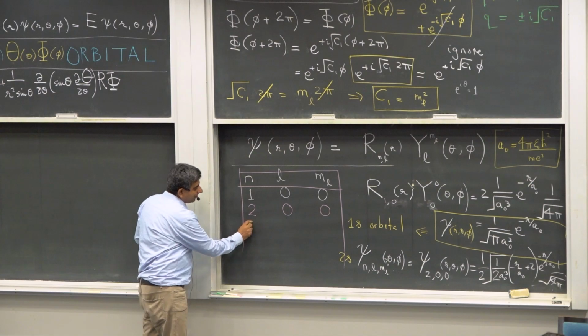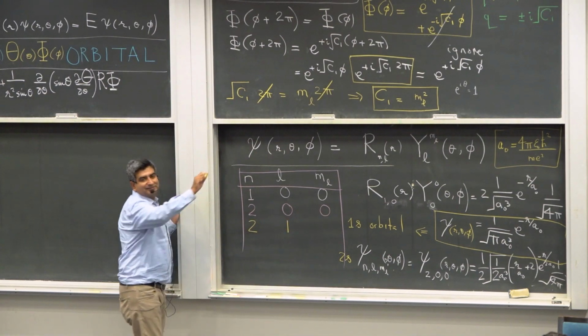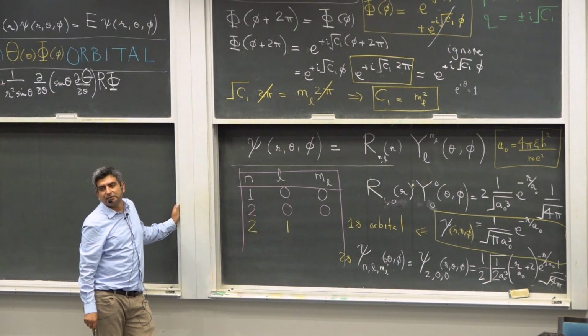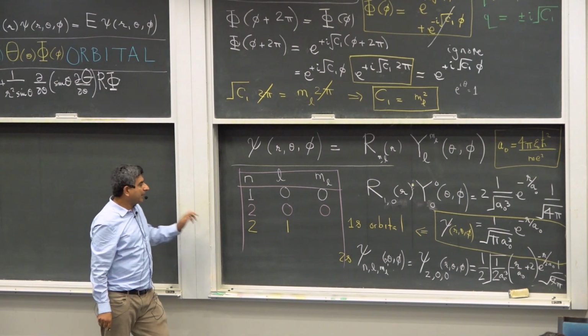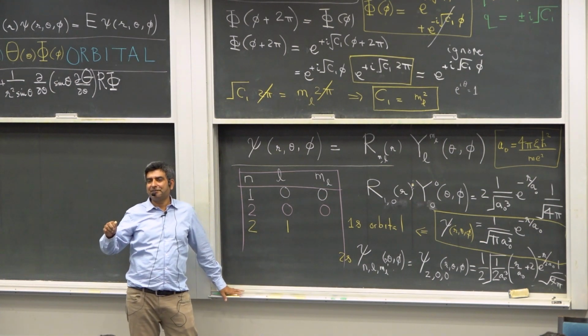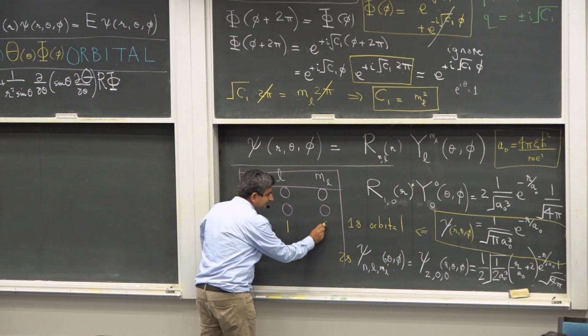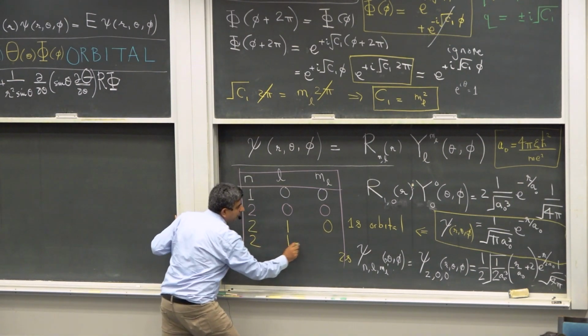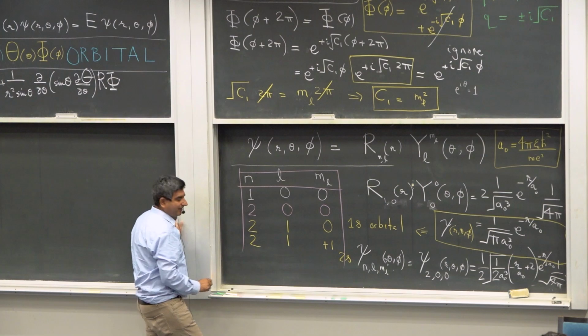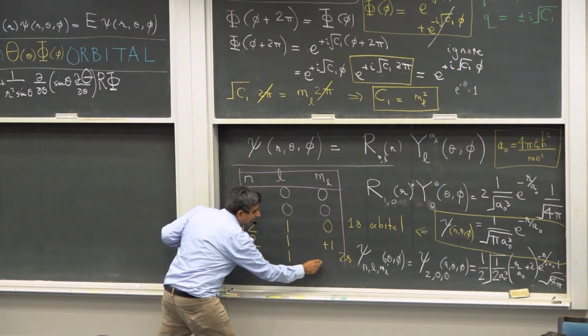If n equals 2, L could be 1. When L equals 1, ML could take up 3 kinds of values. It could be 0, it could be plus 1, it could be minus 1.